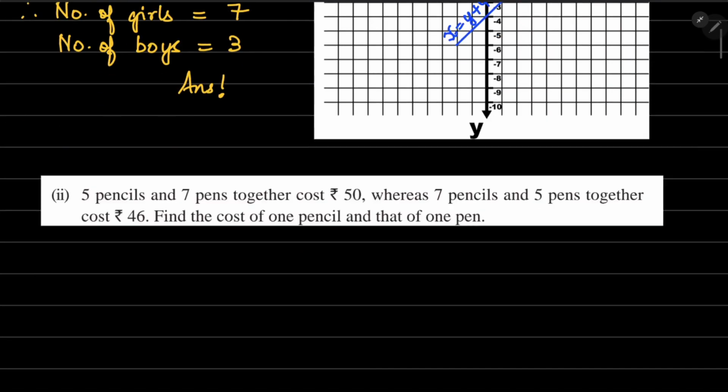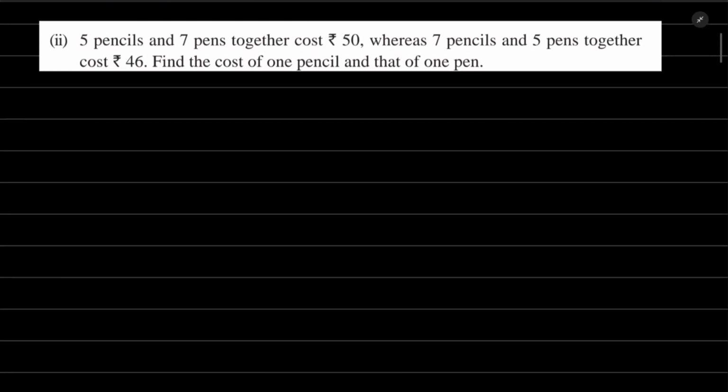Now let's move on to the second. The question is, 5 pencils and 7 pens together cost rupees 50, whereas 7 pencils and 5 pens together cost rupees 46. Find the cost of 1 pencil and 1 pen. Whatever you have to find, that is what you have to take as your variable.